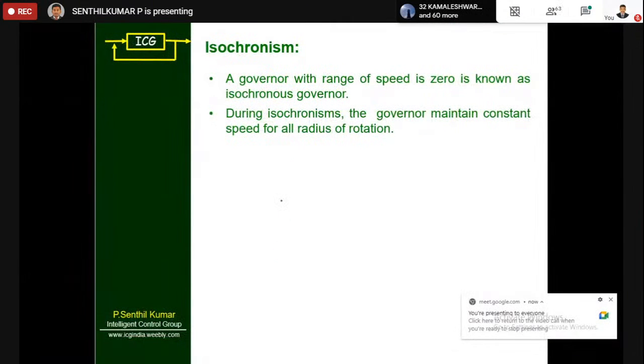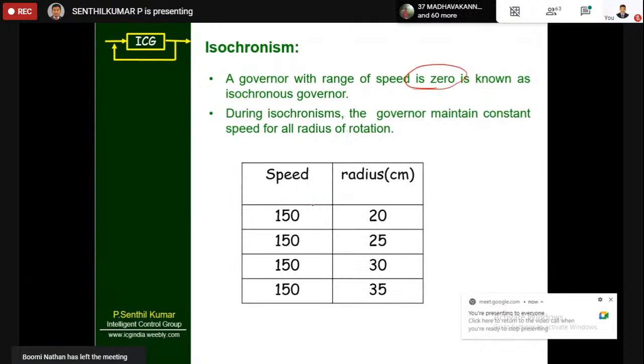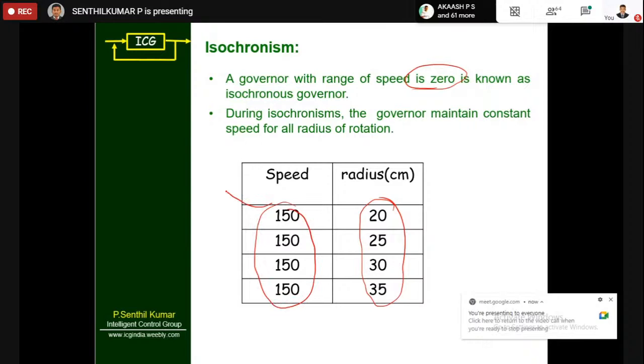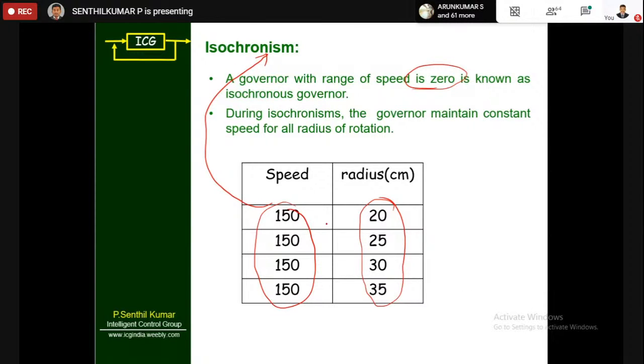A governor with range of speed 0 is known as isochronous governor. They will give some table like this, with radius and speed in RPM. You see, there is a change in radius, but there is no change in speed. That's why it is called isochronism, unique speed. So they will give a table like this and ask you to find out the property name, isochronism. So what happened during isochronism? The governor maintained the constant speed for all radius of rotation. See, there are different radius of rotation, but the speed is constant.